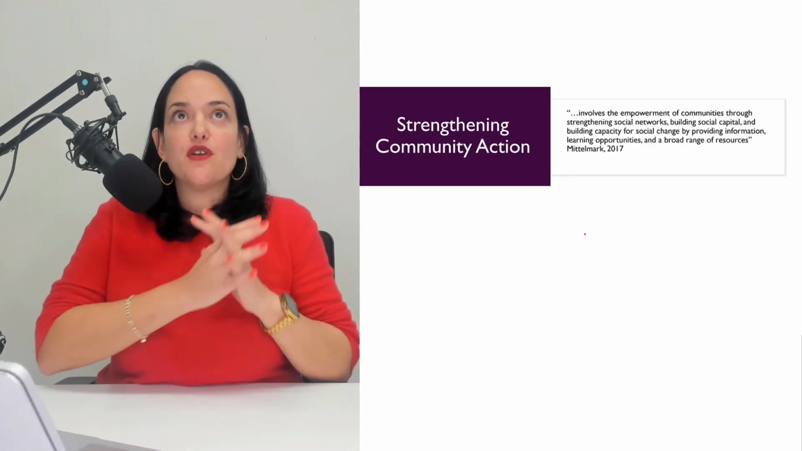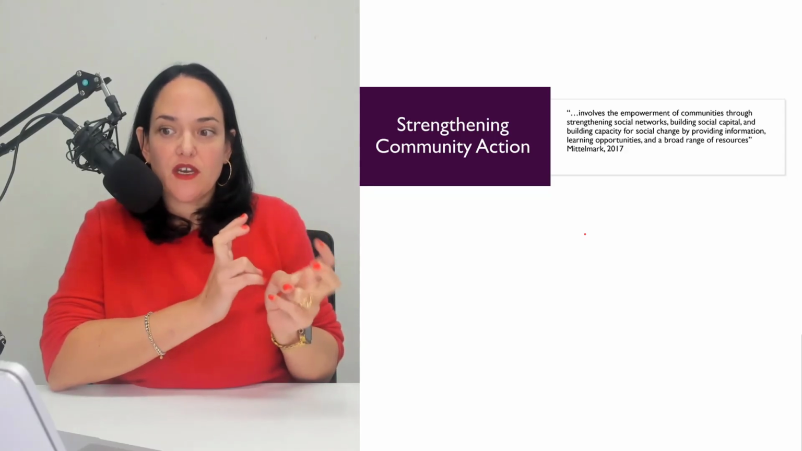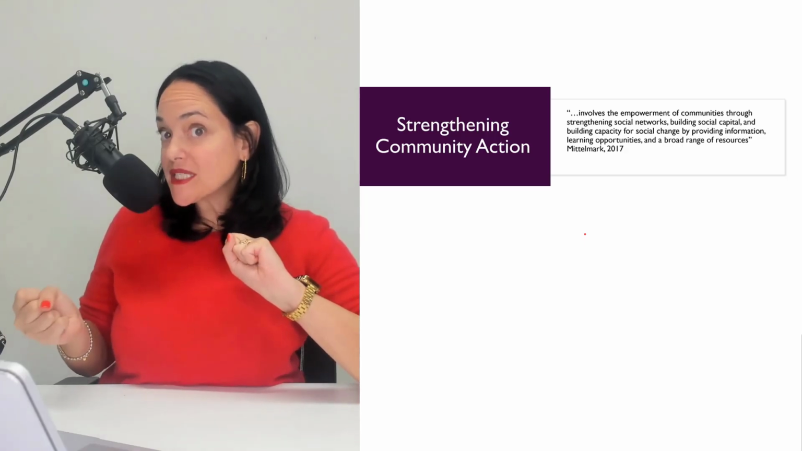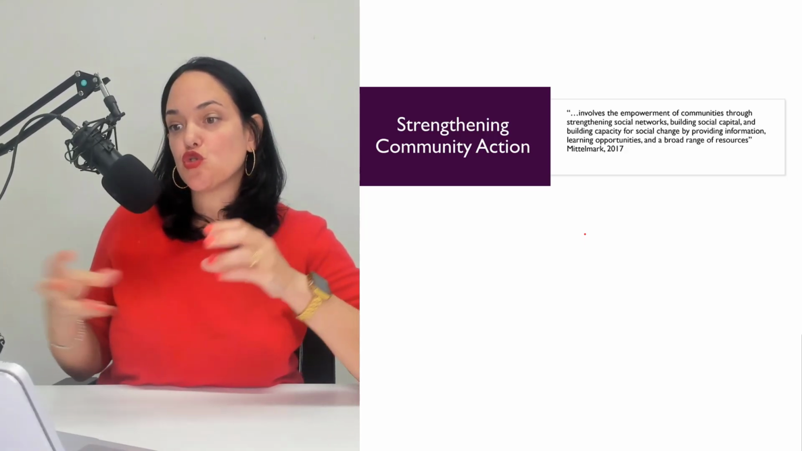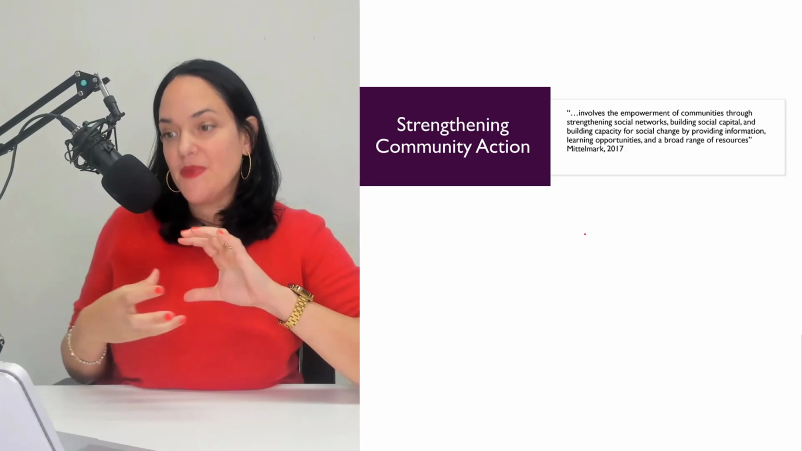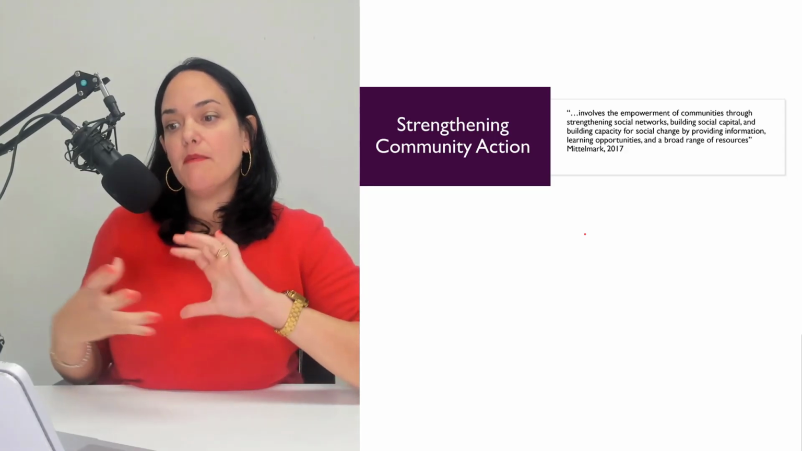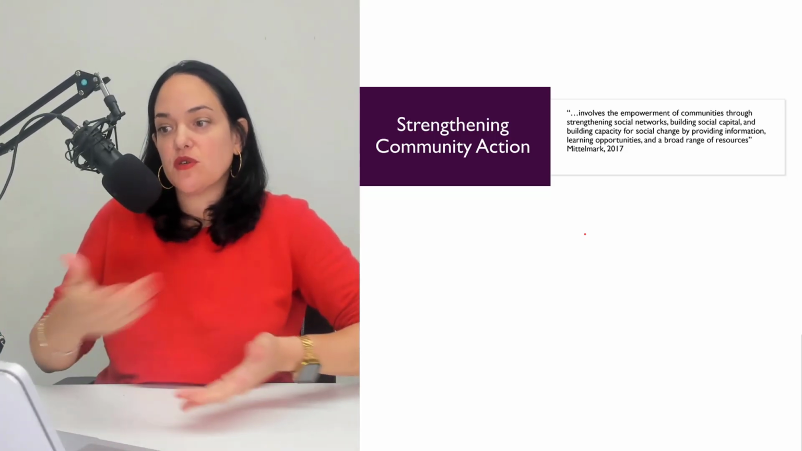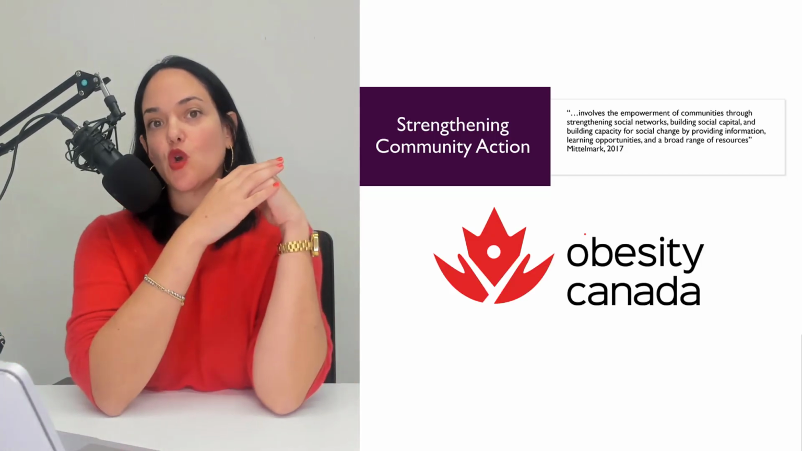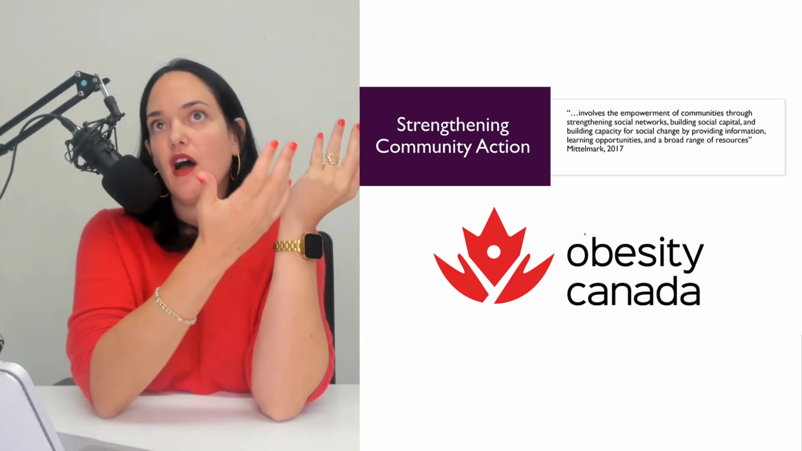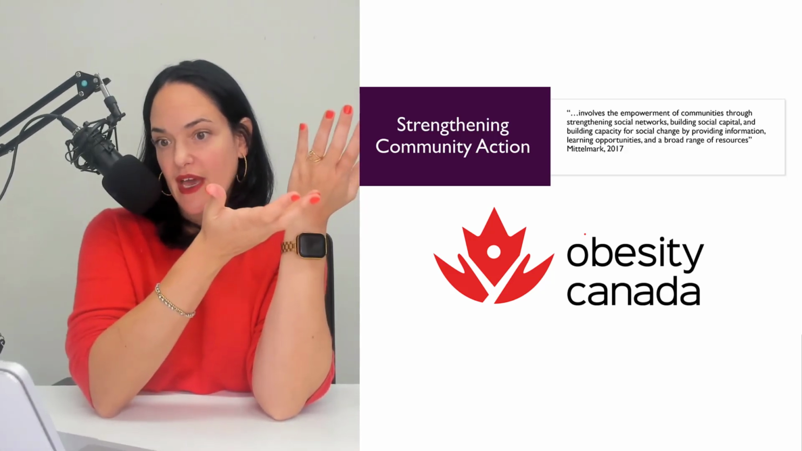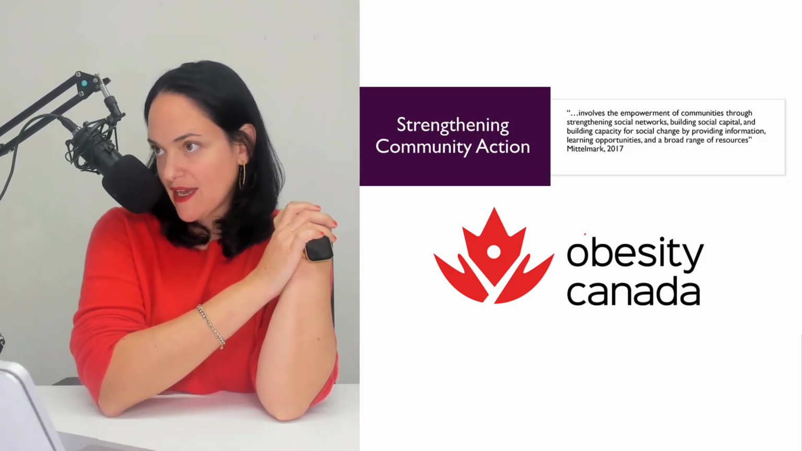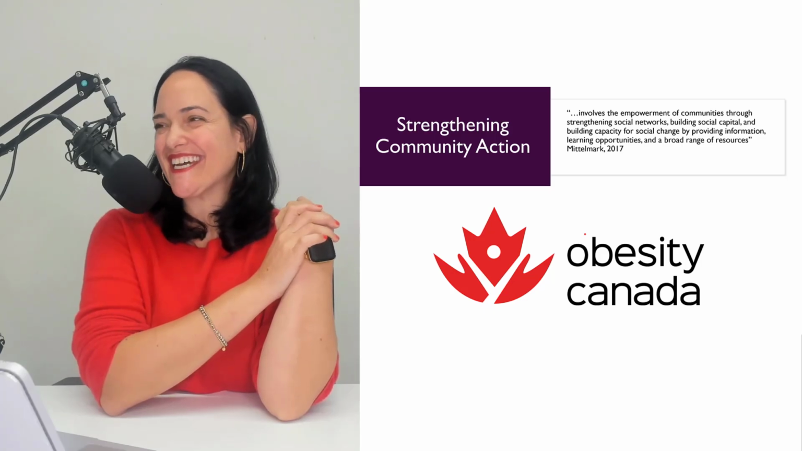Okay. Another action area of the Ottawa Charter is strengthening community action. And to quote Middlemark here, this involves the empowerment of communities through strengthening social networks, building social capital, and building capacity for social change. How? By providing information, learning opportunities, and a broad range of resources. And a great example of an organization that is all about strengthening community action is something called Obesity Canada. Big fan of Obesity Canada.